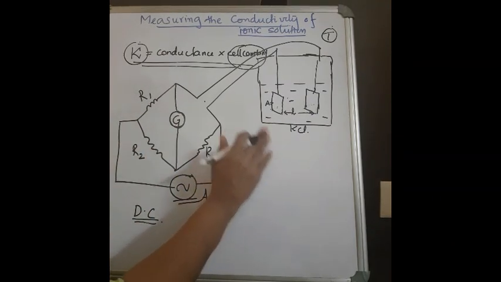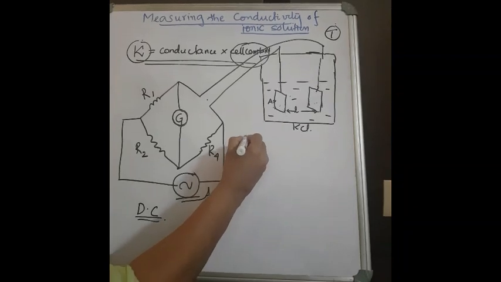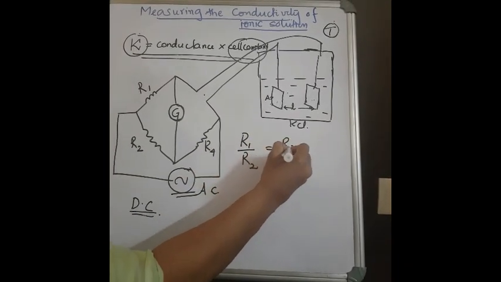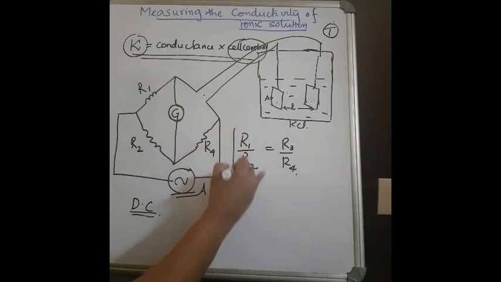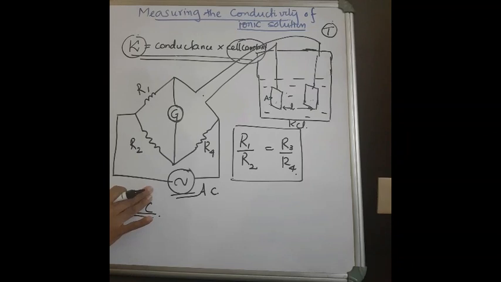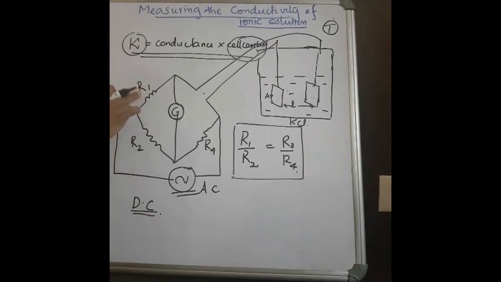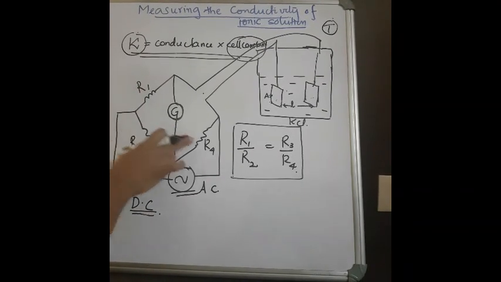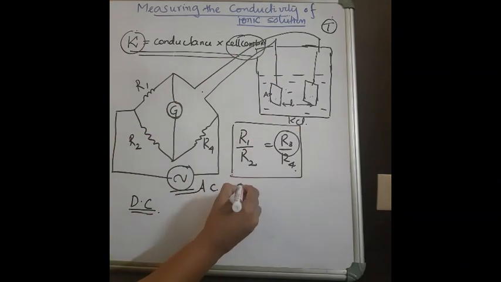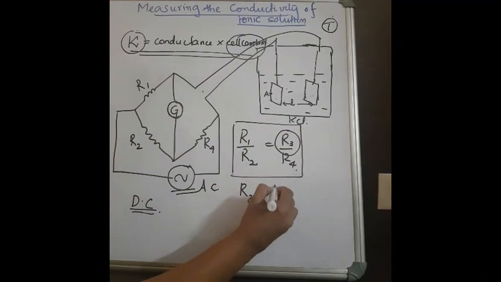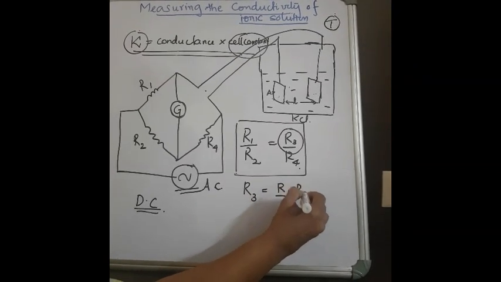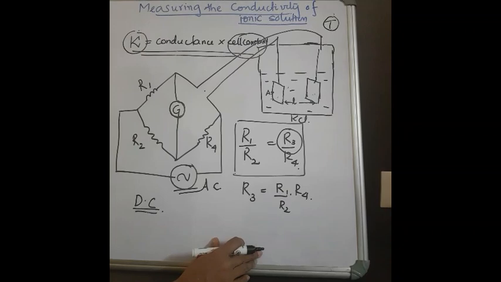Then you can write the formula of a balanced Wheatstone's bridge as R1 by R2 is equal to R3 by R4. So from this balanced Wheatstone's bridge, you know R1 because you are putting it, you know R2, you know R4. Now we can calculate R3. Now what is R3? R3 is equal to R1 by R2 into R4.